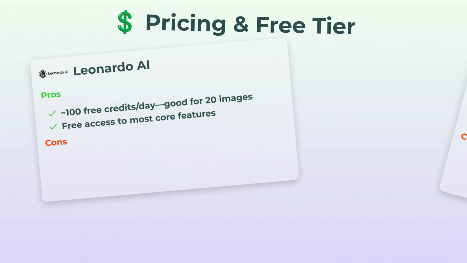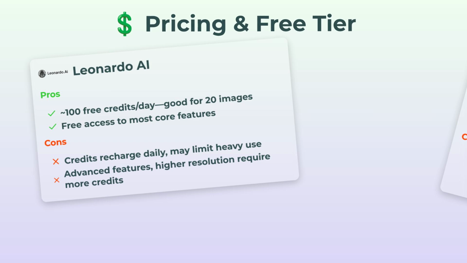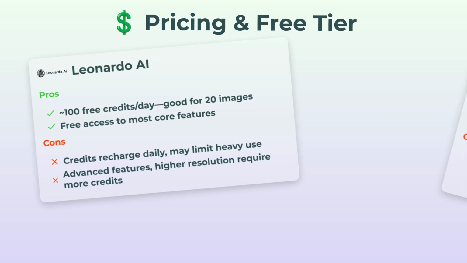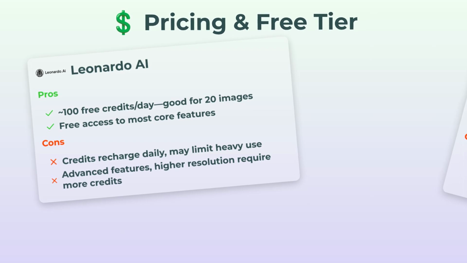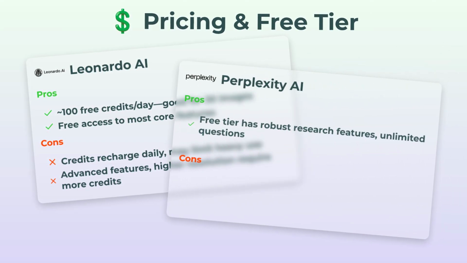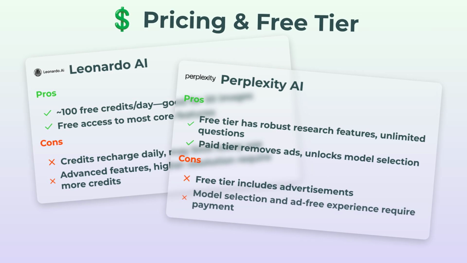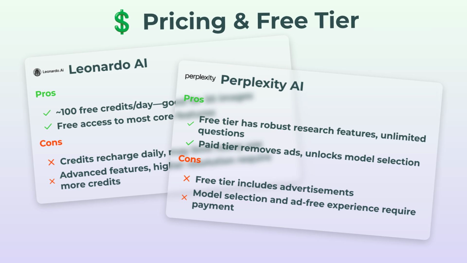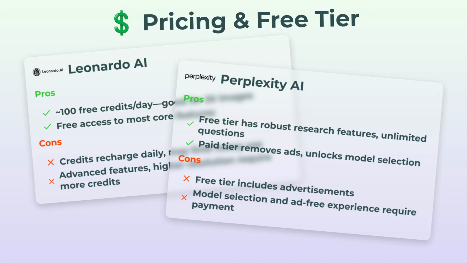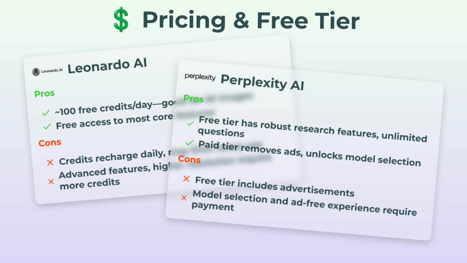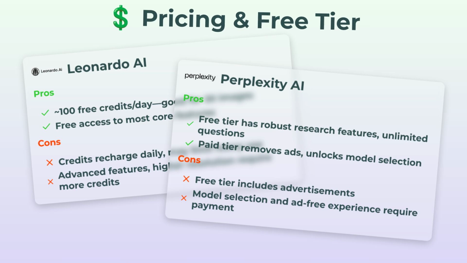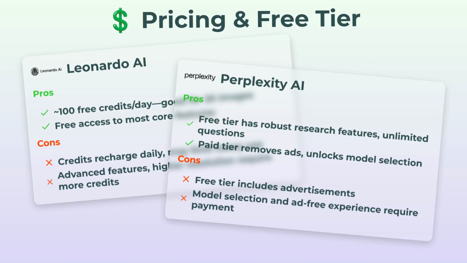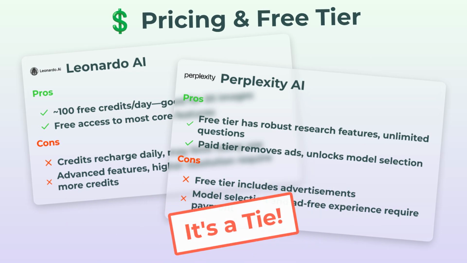Time for the money talk. Leonardo AI gives you about 100 free credits a day, which honestly gets you around 20 images. Most of the core stuff is available free, though if you're cranking out images like a maniac, you'll hit the limits and wait for credits to recharge. Fancier features, even higher res, that'll cost you more credits. Perplexity's free tier is generous with unlimited questions and solid research answers, but it'll hit you with ads. Want no ads and model options? You'll have to upgrade. So at the end of the day, both offer decent free access, but lock the best perks behind payment. I'm calling it even.